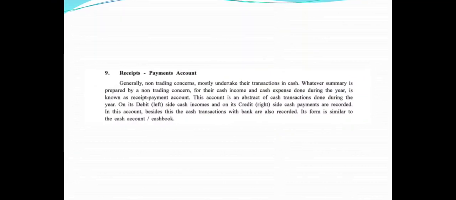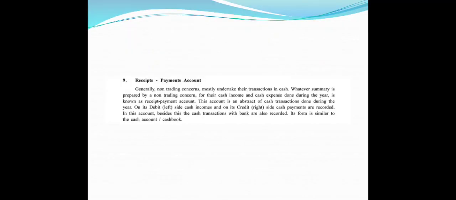Generally, non-trading concerns mostly undertake their transactions in cash. Whatever summary is prepared by a non-trading concern for their cash income and cash expenses during the year is known as the receipt and payment account. This account is an abstract of cash transactions done during the year. On its debit, that is the left side, cash income, and on its credit, that is the right side, cash payments are recorded. Besides this, cash and bank transactions are also recorded. Its form is similar to a cash account or cash book.